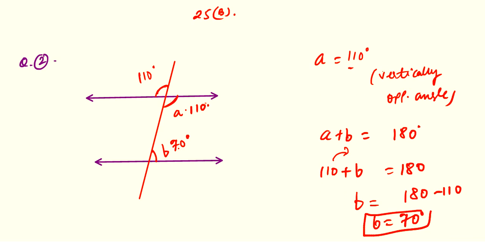Now you can solve all the questions from question number 2. If further you are having any doubt, you can drop a message. And by the way, some arrows we are having like this. These arrows are indicating that lines are parallel. Clear?